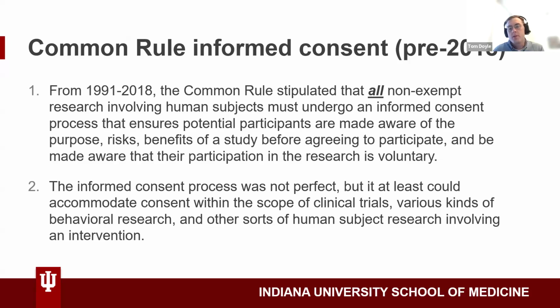They can stop participating in the research at any time, so long as it's feasible, right? You can't wake up from the surgery and say, nope, not being a part of this, right? So it has to be feasible that they can agree to no longer participate, but that option needs to be available for them. The informed consent process, of course, was not perfect, but at least could accommodate, for the most part, in the 1990s at least, everything that was in the scope of clinical trials, various kinds of behavioral research, and other sorts of human subject research involving an intervention, or a high-risk intervention. So anything that would be considered non-exempt from IRB review.